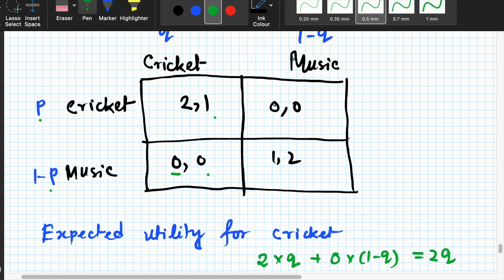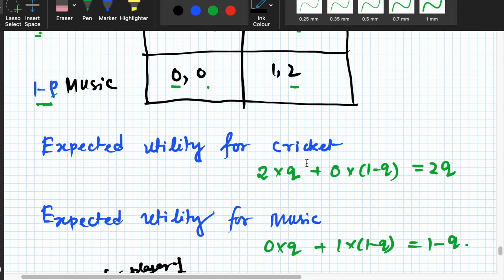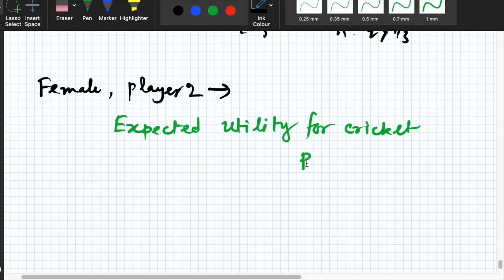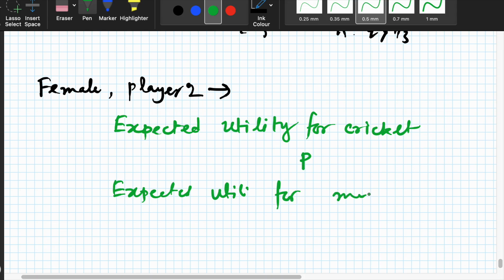And what will be the expected utility for music? If he plays music, with probability p he will get 0 payoff, and with probability 1 minus p he will get 2. So the expected utility for music will be 0 into p plus 1 minus p into 2. So that is 2 into 1 minus p.